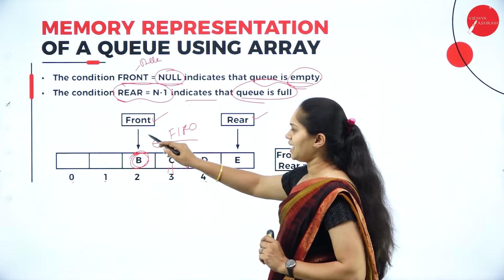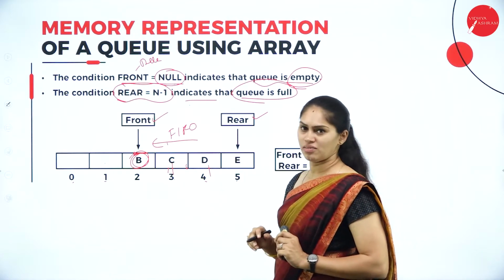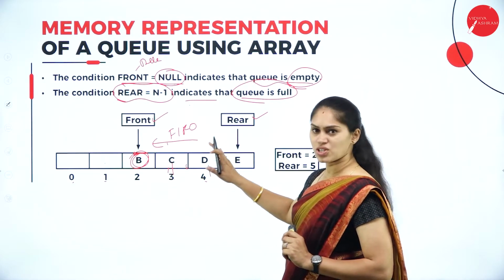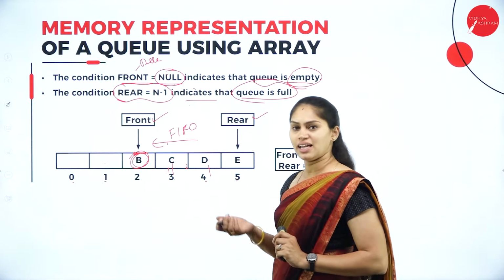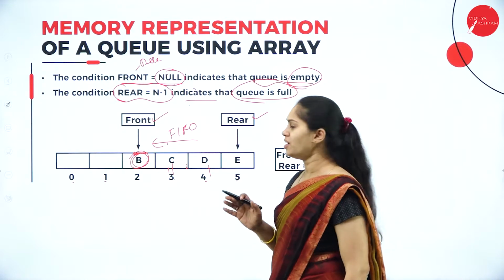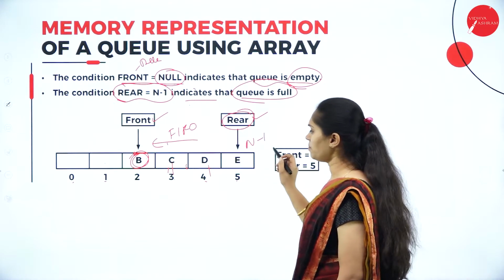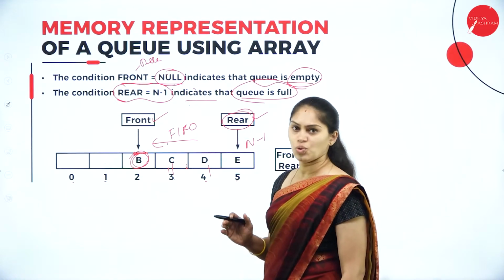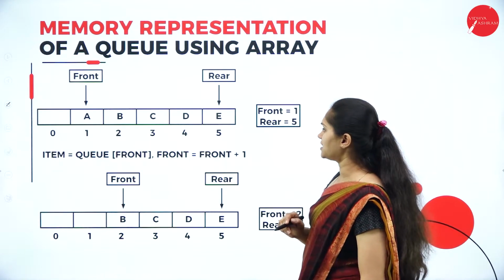By deleting elements from a queue, the front pointer will come to the position wherever we have an element. If the front pointer becomes null, that indicates we don't have any elements to delete. If the rear is at the n minus 1 position, then we can say the queue is completely full. Fine.